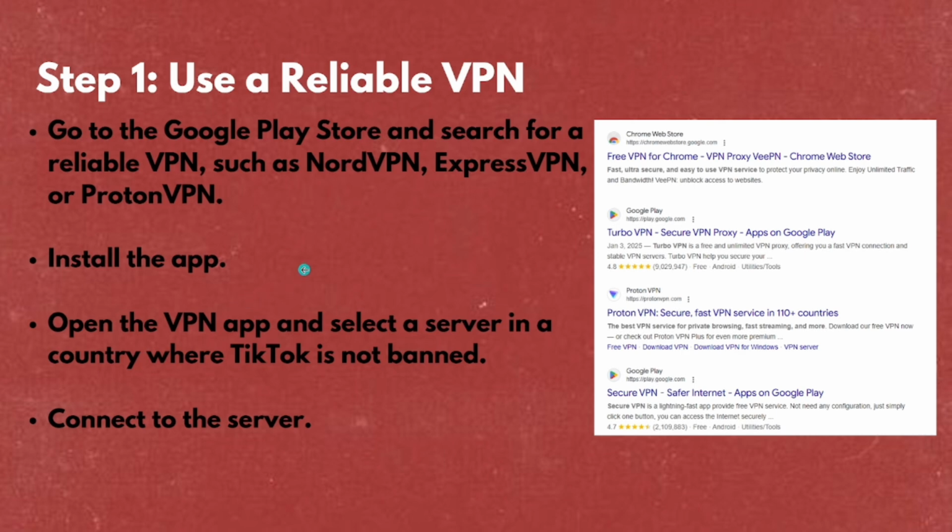So first is you can use a reliable VPN. A VPN, or virtual private network, can help you bypass the regional restrictions by masking your IP address. So to do that, just go to Google Play Store and search for a reliable VPN such as NordVPN, ExpressVPN, or Proton VPN. And then you just have to install the application. Depends on you or what works the best for you. So you just have to choose.